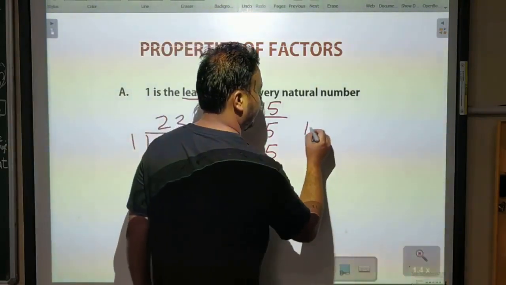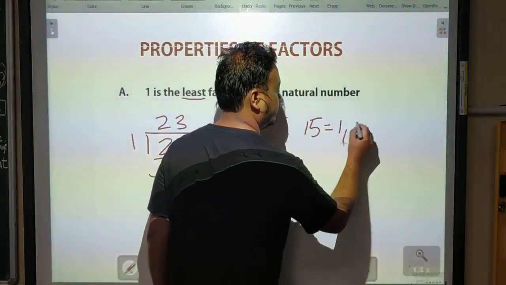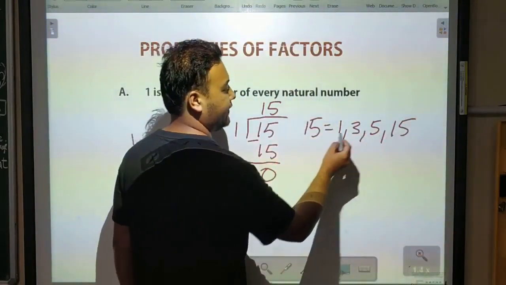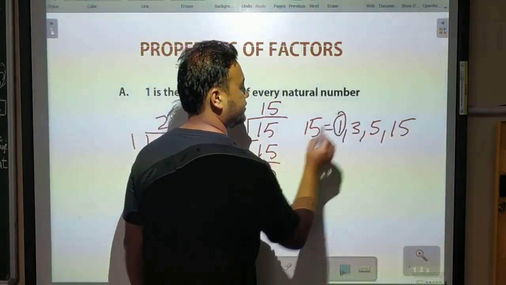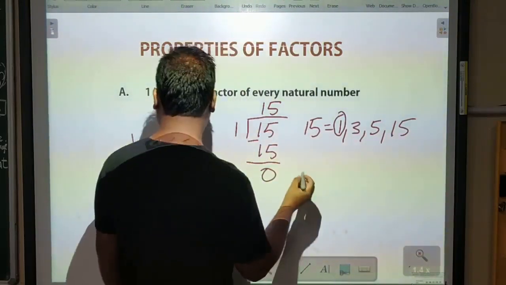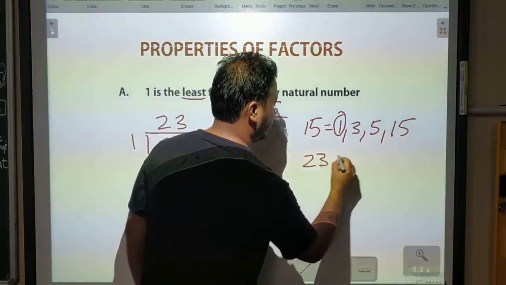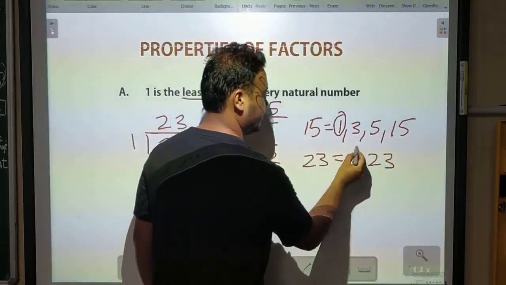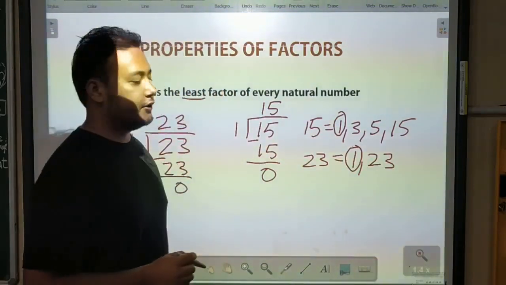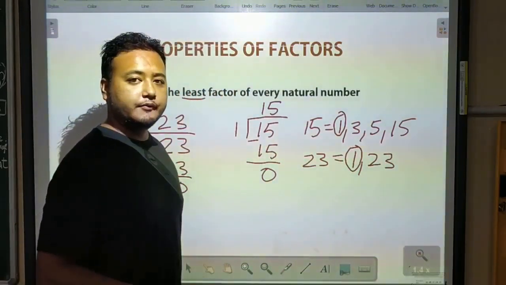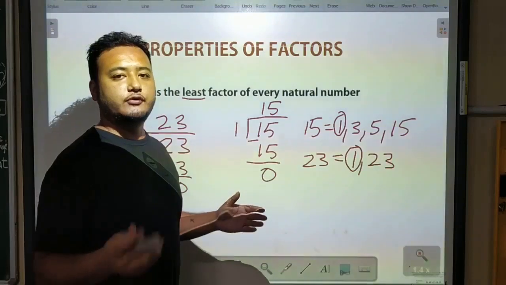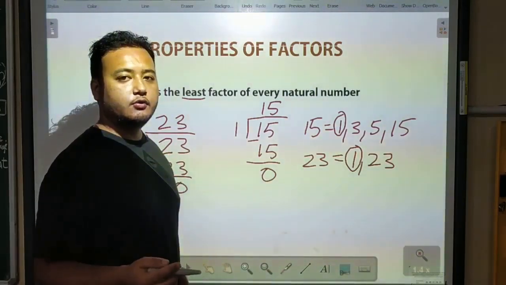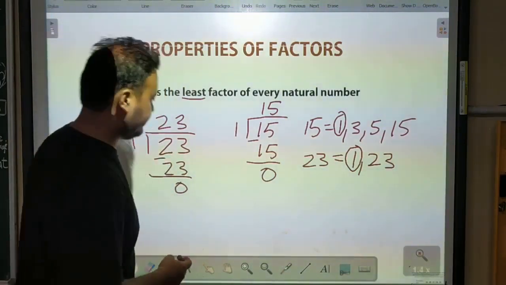Like let's say, factors of 15 are 1, 3, 5 and 15. Among these factors, which is the smallest factor? 1 is the smallest factor. For 23, 23 only has 2 factors, 1 and 23. Again, which is the smallest? 1 is the smallest factor. So, for any number, you may have 2, 3, 4, 5 and so many factors, but among them, 1 will be common and 1 is the smallest factor.